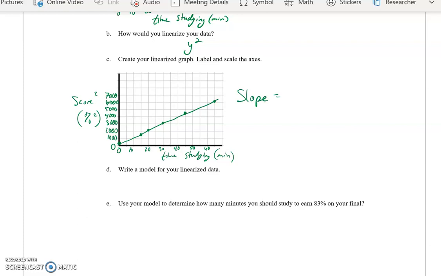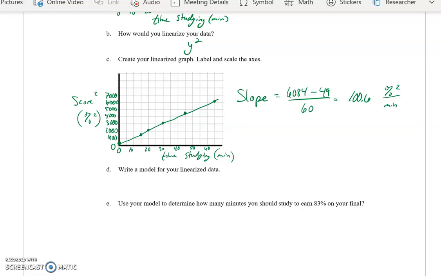So we're going to have a rise of, it goes from 49 up to 6,084. So there's our delta y. Our delta x is 60. So our slope is 100.6. And the unit would be percent squared per minute.